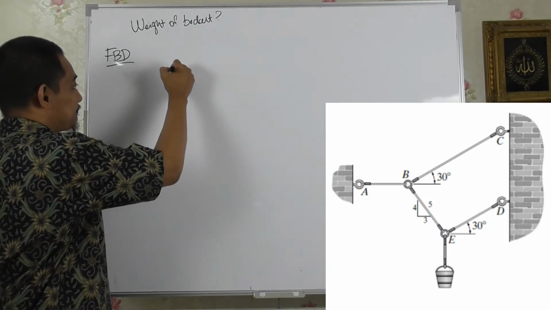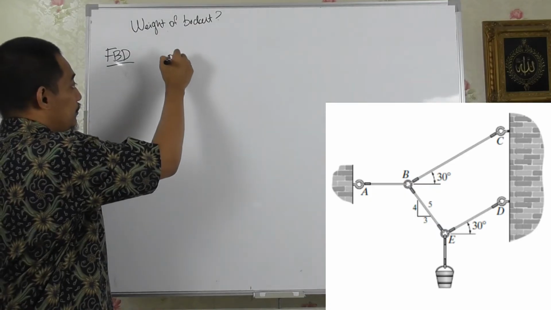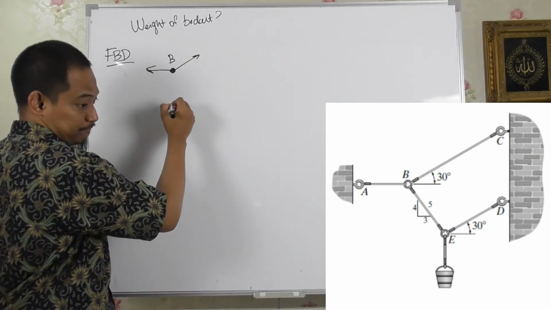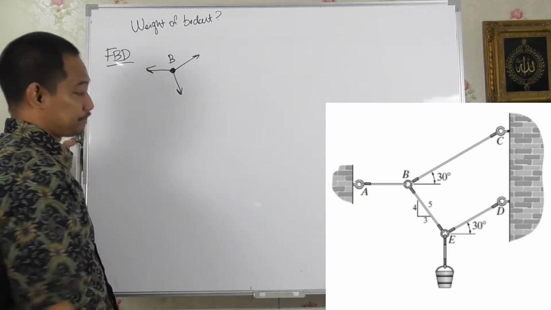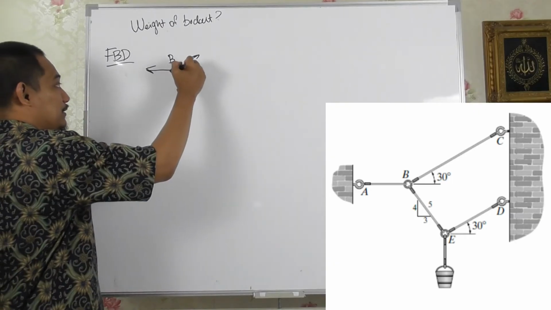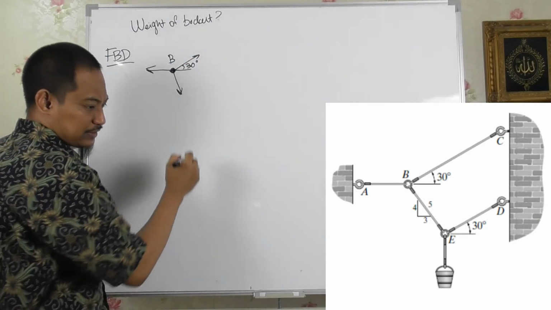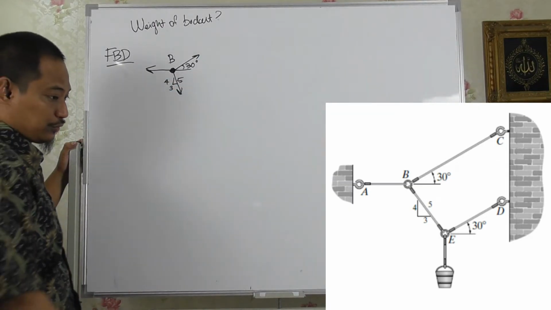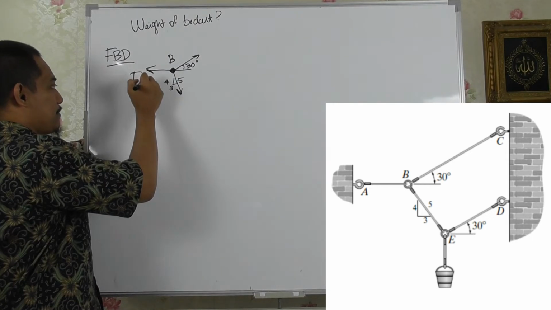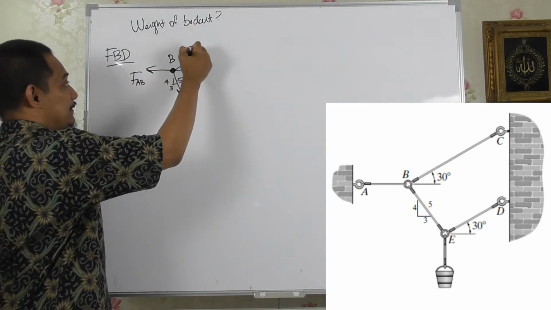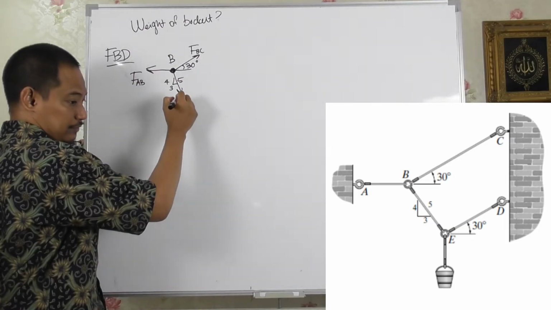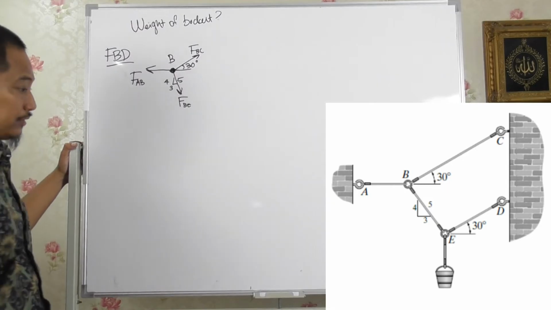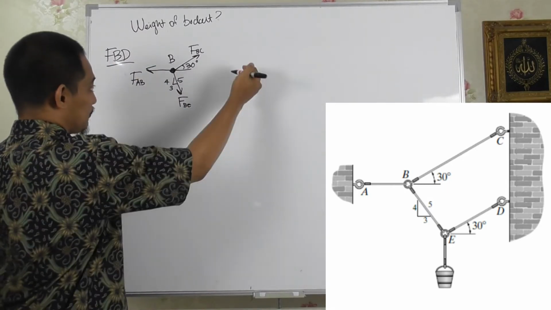So at point B, you have one force here, one force here, and one force downwards, right? Where this is 30 degrees, and downwards is 3, 4, 5. So we label this, for example, FAB, FBC, FBE. Let's label it like that. And down here, but to save space, I will draw it here.